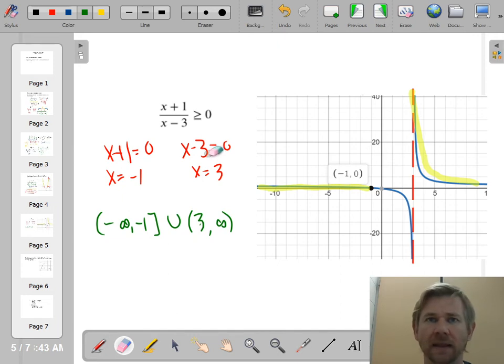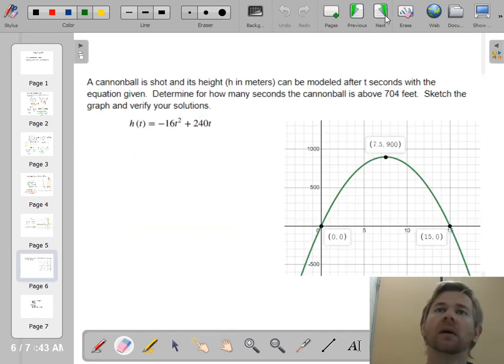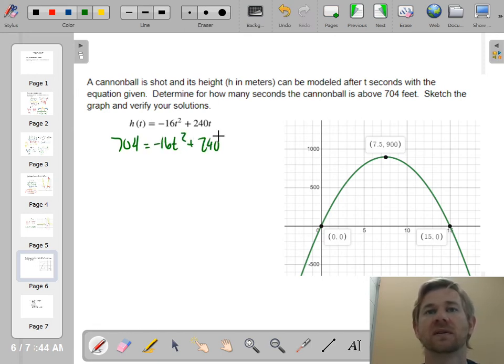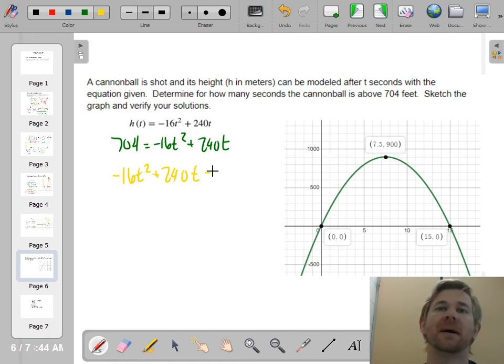Okay, I think we got one more. Yeah, so this is a cannonball problem. I give you the equation, and then it says, where is it above 704 feet? So algebraically, we would set the height to 704, and then we're going to solve it. So we'll get everything on one side: -16t squared plus 240t minus 704, and I want to know where this equals 0. So I'm going to figure out where it equals 0, but it says where it's above, so maybe I should just say it's going to be a greater than problem. Let's figure out where it hits 704 first.